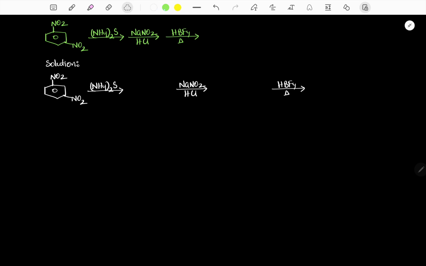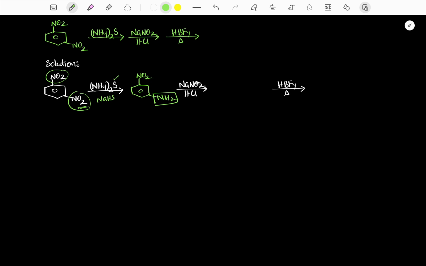The reactant has two nitro groups. In the presence of sulfur compound, sometimes they also give NaHS also. So whenever we see the sulfur reagent, only one NO2 group undergoes reduction. If number of moles is not mentioned, excess not mentioned, only one NO2 group will be reduced. NO2 will be reduced to NH2.